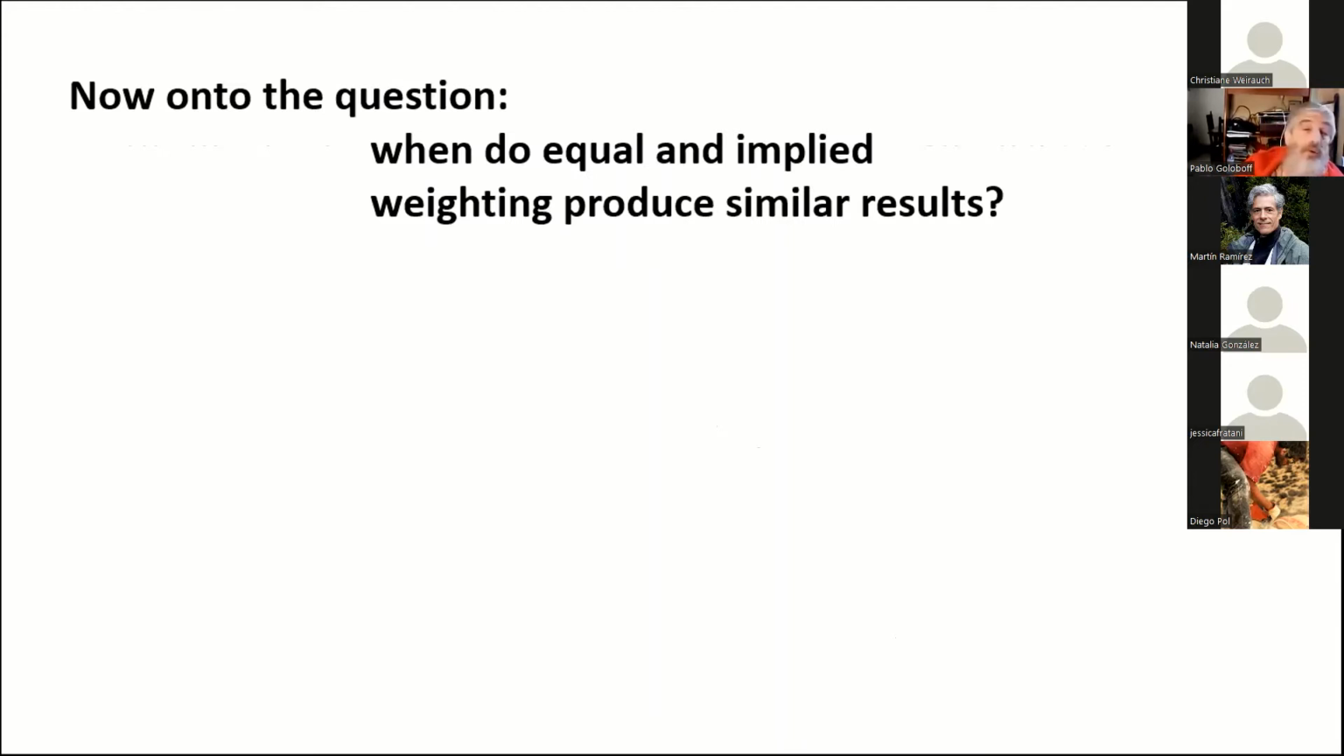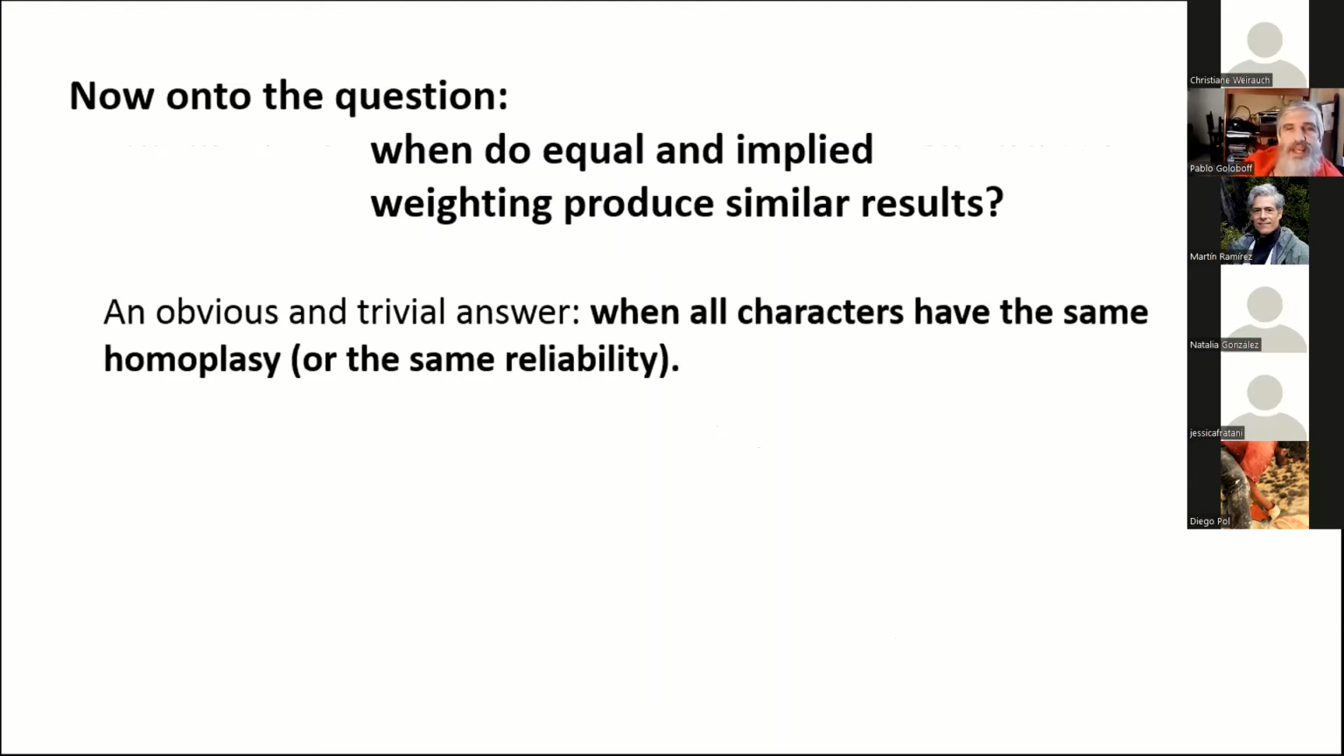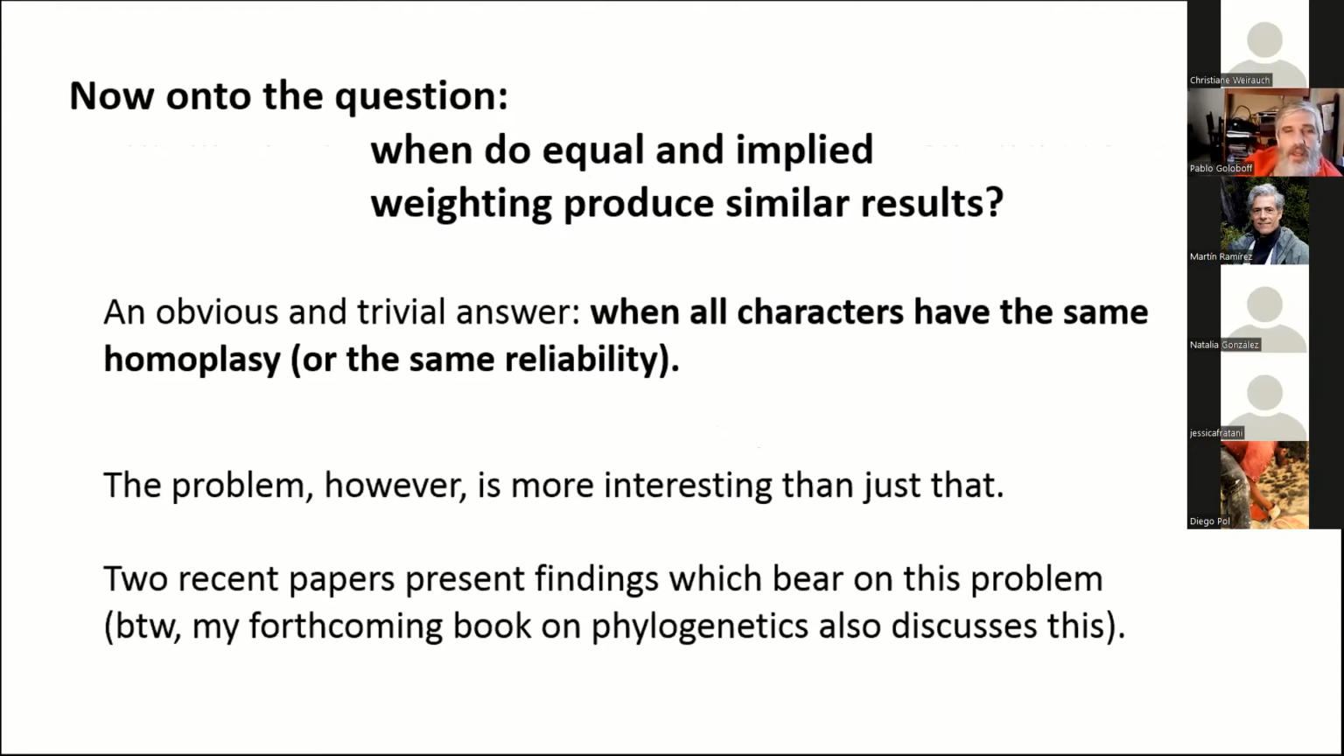Now we can finally move on to the question for this talk: when do equal and implied weighting produce similar results? An obvious and trivial answer: when all characters have the same homoplasy, which is to say, the same reliability. But the problem is more interesting than just that.